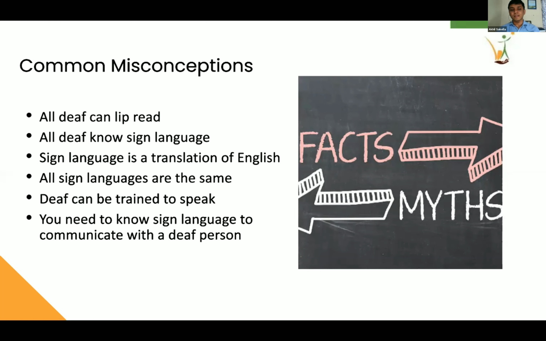And also people think that deaf people can be trained to speak. No, that's not possible, because each deaf person has become deaf at different stages of their life, and each deaf person has a different percentage of deafness. Some people say they can be trained to speak, but that has to be done at the early stage of their deafness. Once they cross that stage, the only source of communication will be sign language.